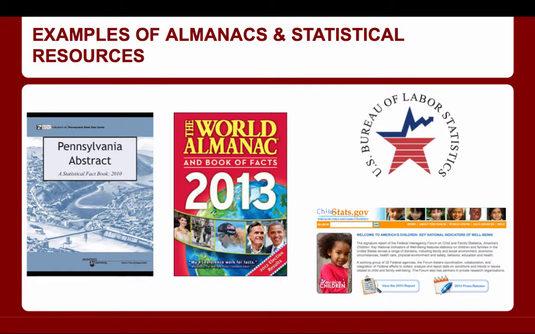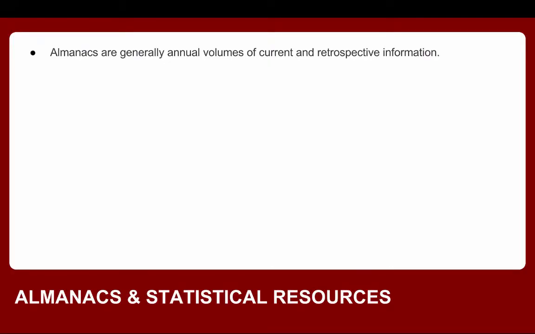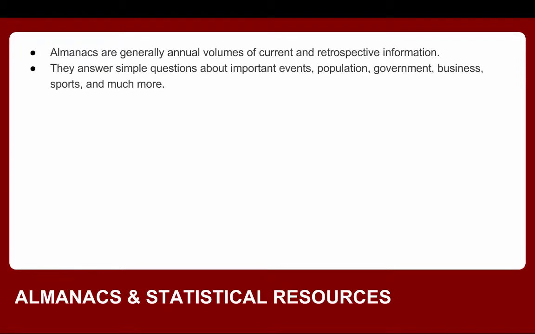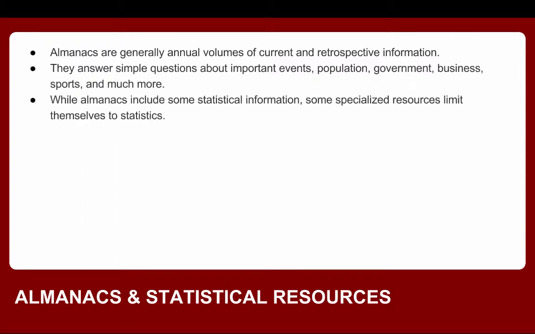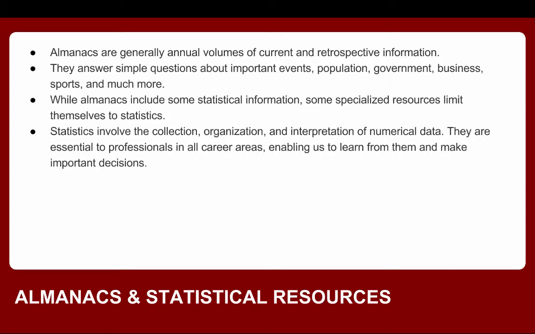Almanacs and statistical resources. Almanacs are generally annual volumes of current and retrospective information. They answer simple questions about important events, population, government, business, sports, and much more. While almanacs include some statistical information, some specialized resources limit themselves to statistics. Statistics involve the collection, organization, and interpretation of numerical data. They are essential to professionals in all career areas, enabling us to learn from them and make important decisions.